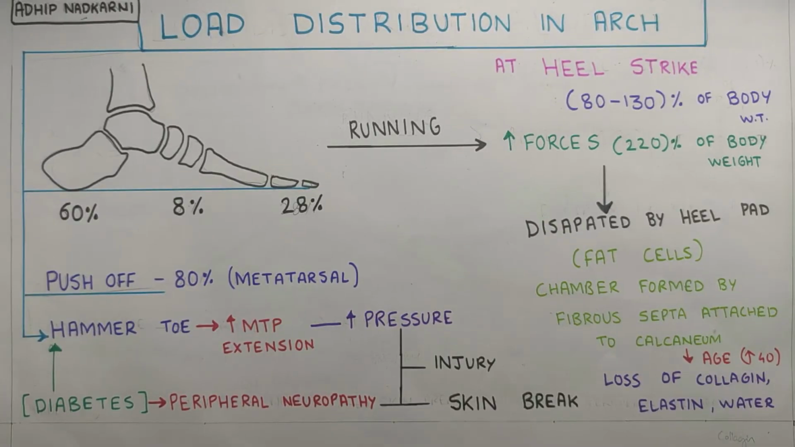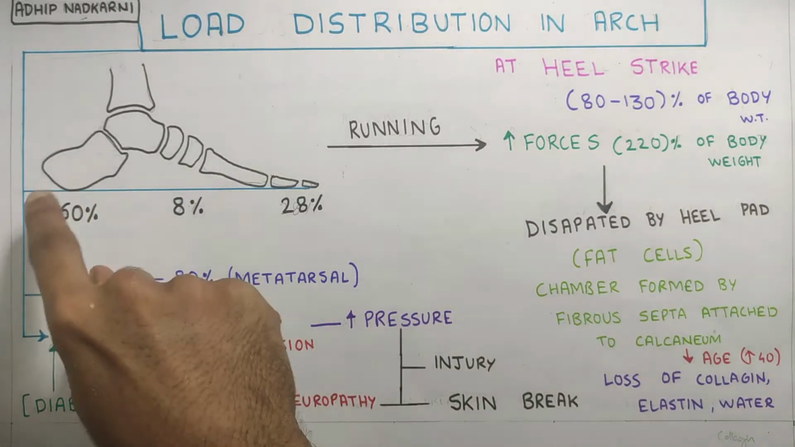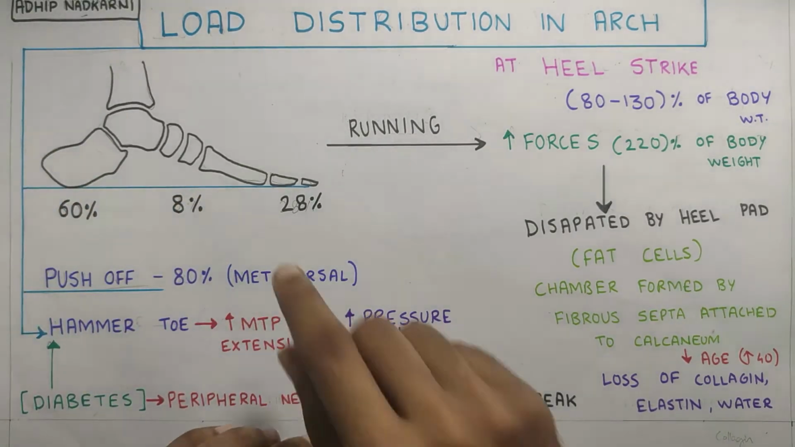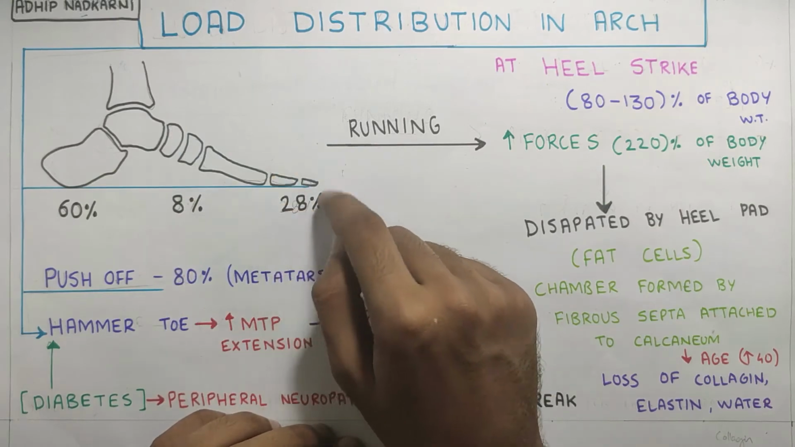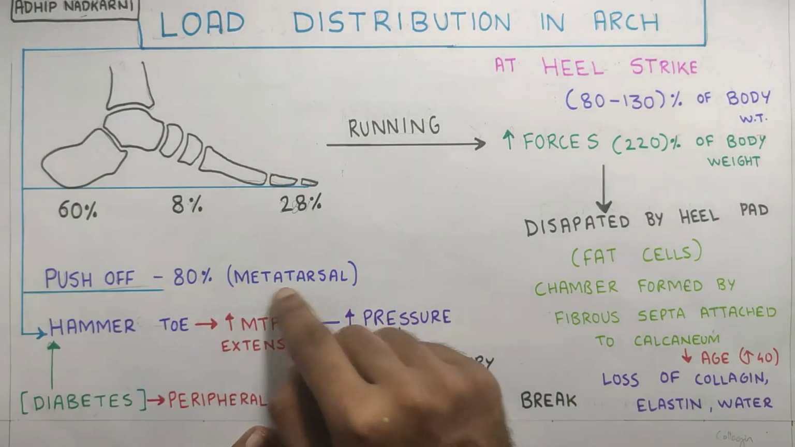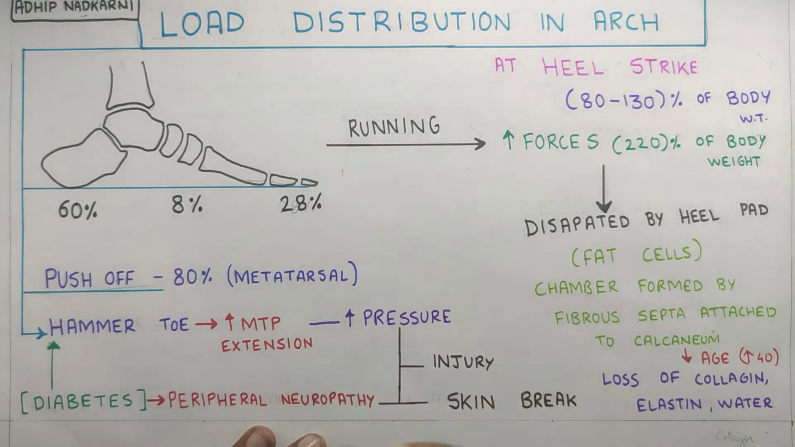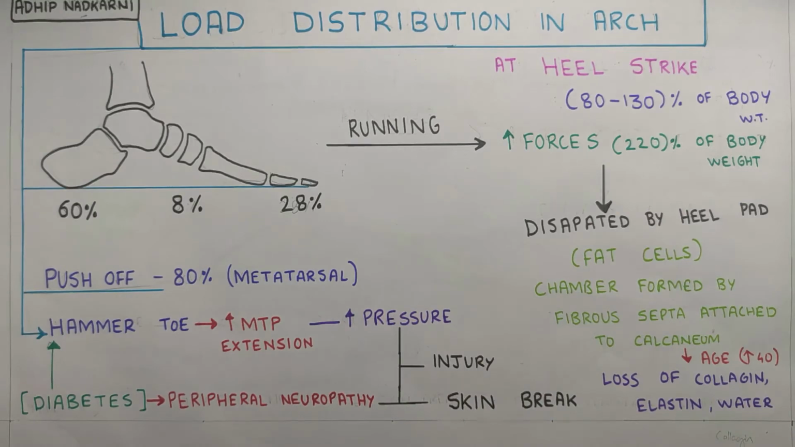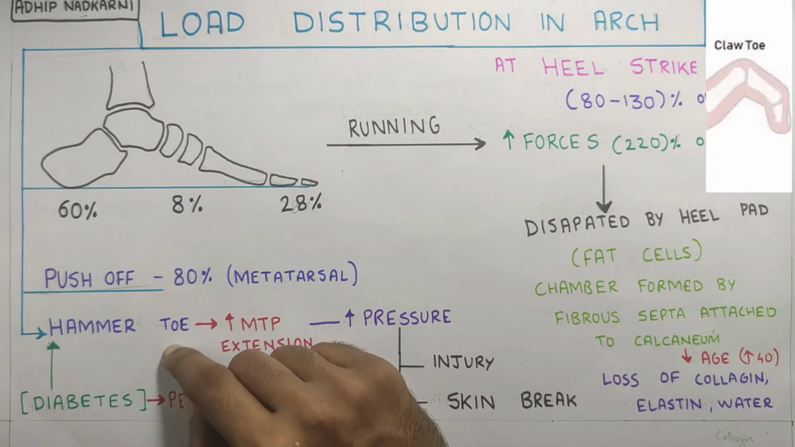Apart from that, when you are standing on your foot, 60% of the weight is taken up by your calcaneum, 8% by your midfoot, and then 28% by your forefoot. During the push-off phase, the metatarsals take around 80% of the weight. Now, this can be a problematic situation when a person has a deformity like hammer toe.